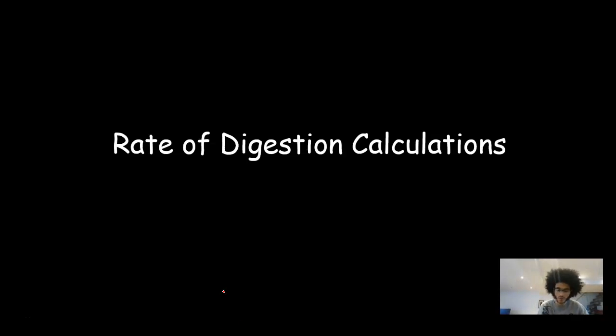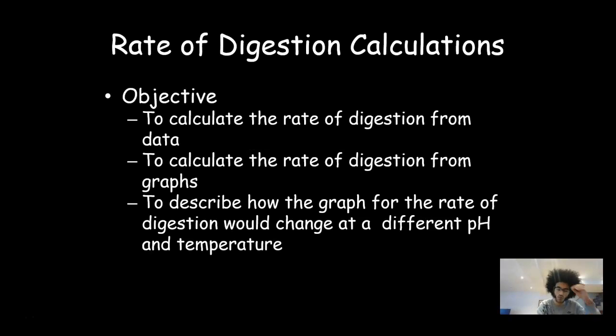So today, in order, I'll go through how to calculate rate of digestion from data, how to calculate rate of digestion from graphs, and then how to describe how the graph for the rate of digestion would change if a different pH or temperature was in place. The thing I won't talk about today is calorimetry, because it's another technique of working out the rate of digestion, but it's a lot harder than the standard calculation, so that might need its own video, which I might do at some point. I'll just focus on the basics for today.